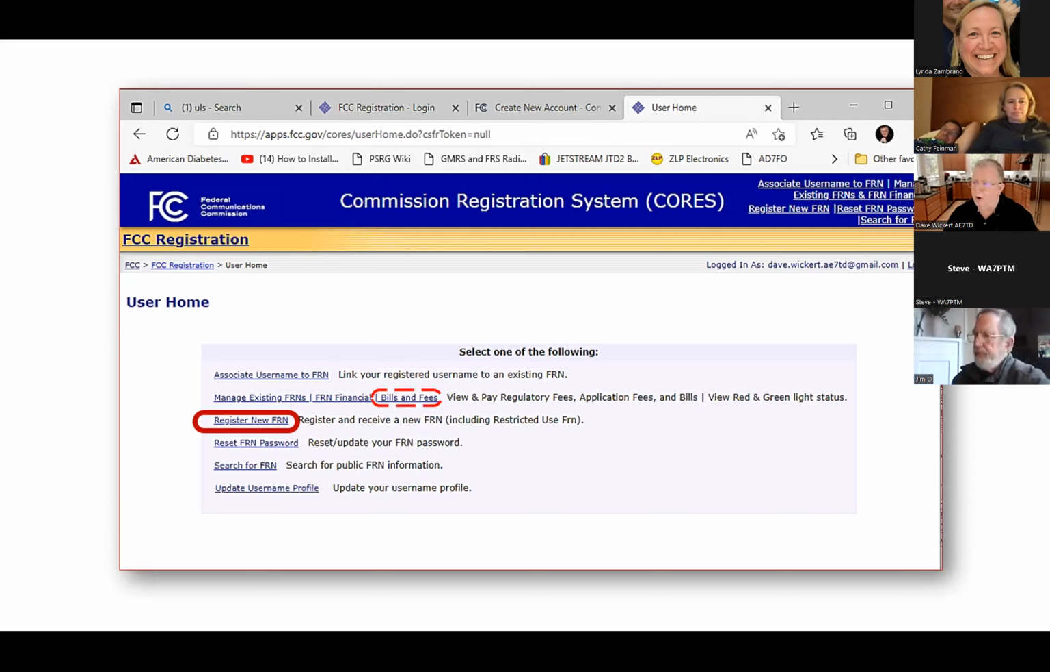I just want to point out that there's also this bills and fees option on this menu. That's where you can go to pay your $35 application fee. So you may come back to the same screen after you pass your exam and you're ready to pay your $35 application fee with a credit card. You'll come back and click on that bills and fees.